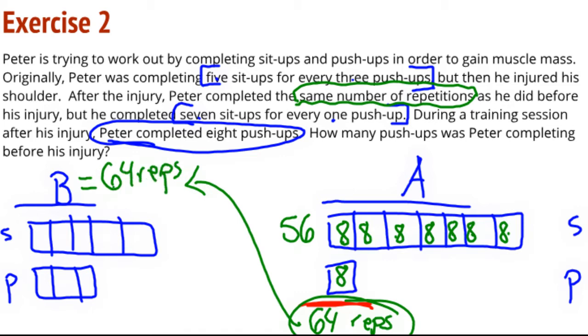And how many units are there in the before the injury? There's 1, 2, 3, 4, 5, 6, 7, 8. There's 8 units in the before the injury. So I would take 64 and divide it by 8 and I would find the value of each of the before units is also 8. And the question that I'm supposed to answer is, how many push-ups was Peter completing before his injury? Peter was completing 24 push-ups before his injury.